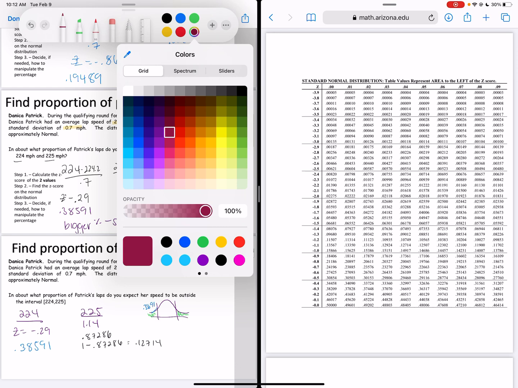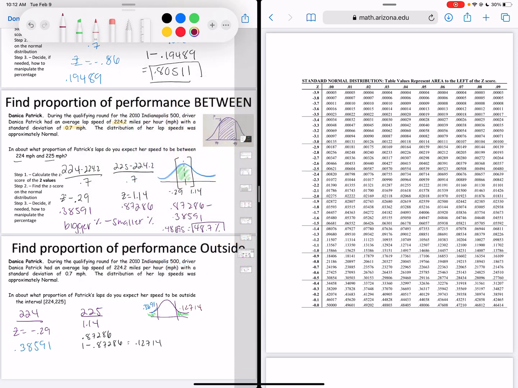Okay, so those now percentages, 0.38591 and 0.12714, you have to add together to get the total percent outside. So when you have to do the percent outside, it's a lot of manipulation on those percentages. You use the percent to the left, and then you have to treat it like a percent above. All right, and that ultimately gave me 0.51305, which is 51.31%.